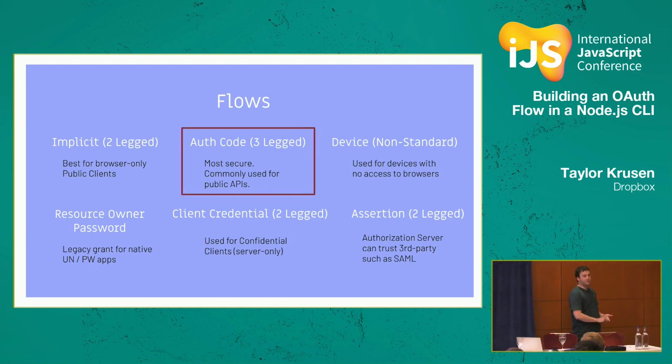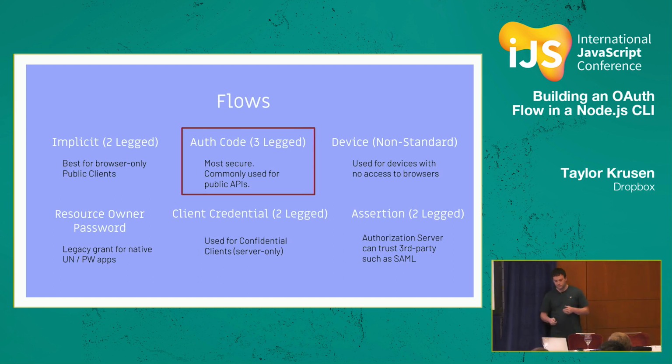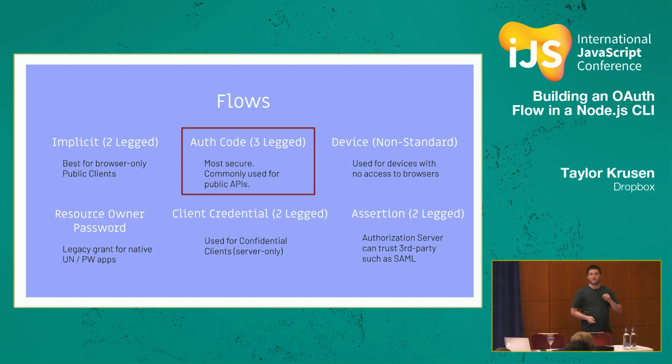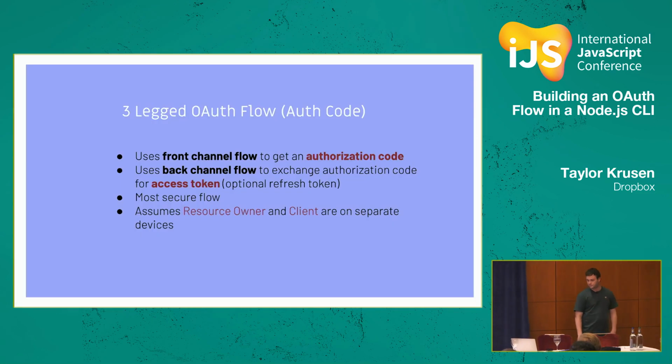This is the most secure, and this is typically what you'll see most commonly implemented on public APIs, at least most modern ones. And the reason that it's most secure is because the access token that is generated that allows your application to interact with that protected data never touches the front end, never goes through your user agent. So it just stays on the back end of the server. So that is why it's more secure.